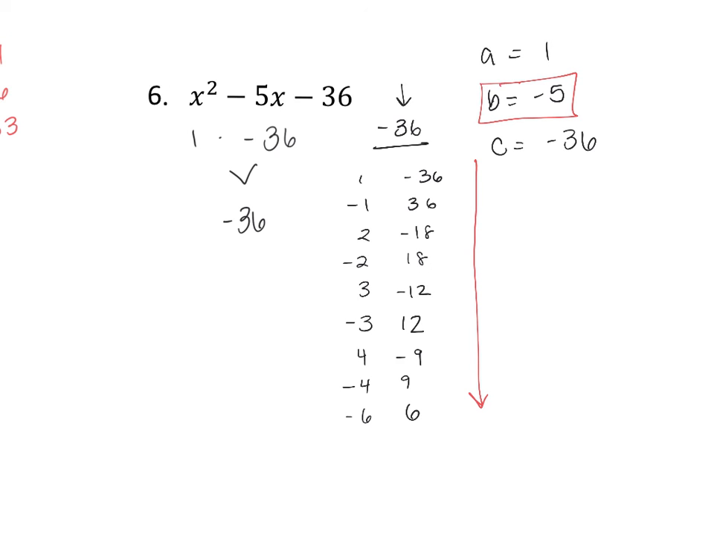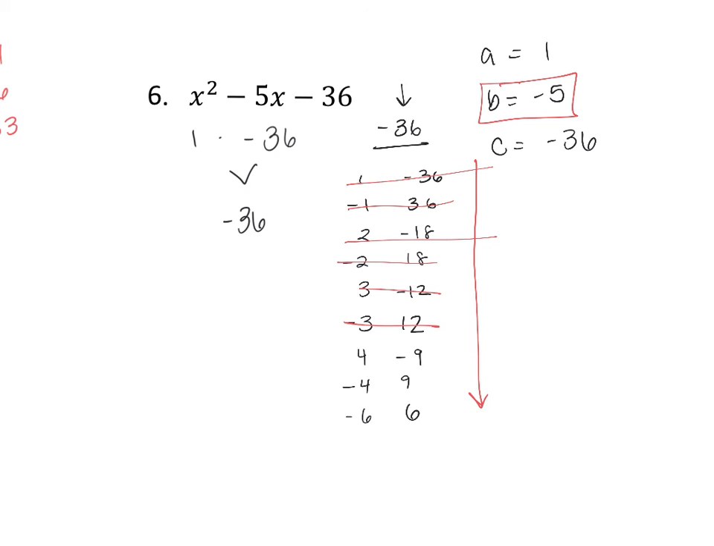So when I add the 2, it'll get me a -5. Okay, 1 plus -36 gets me a -35, so we know that's not the right answer. -1 plus 36 is a +35, that's not the answer. 2 plus -18 is a -16, not the answer. -2 plus 18 is a +16, not the answer. 3 plus -12 is a -9, not the right answer. -3 plus 12 is a +9, not the right answer.